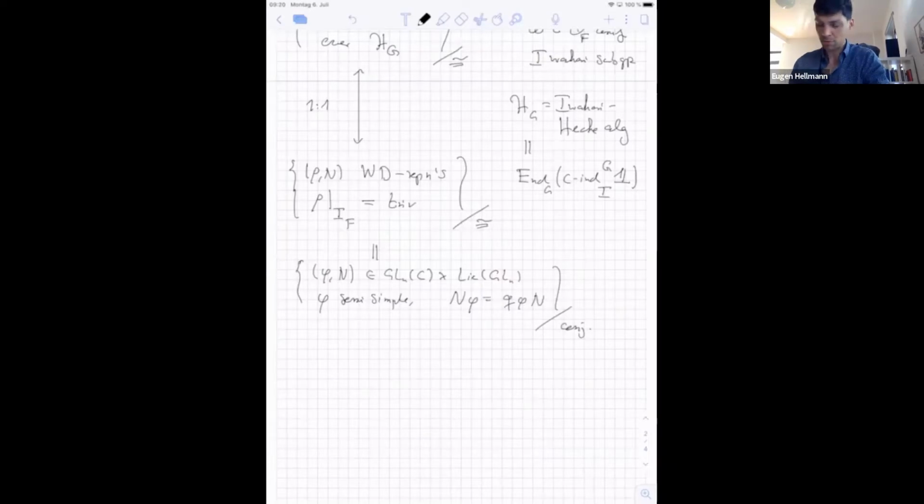Okay, so this is the easiest special case of this local Langlands correspondence. And let me formulate the main aim for my talk: I want to lift this bijection to a fully faithful embedding.